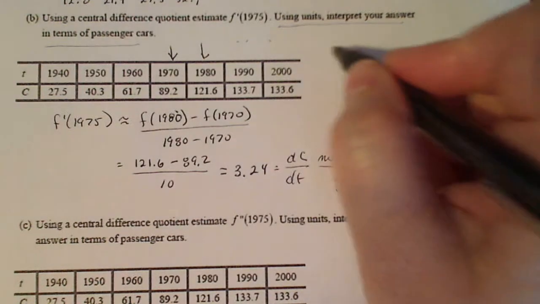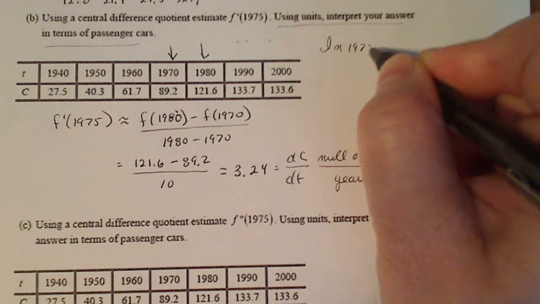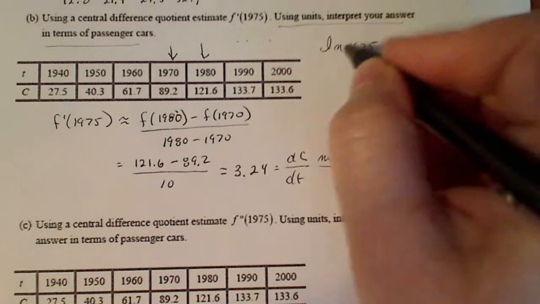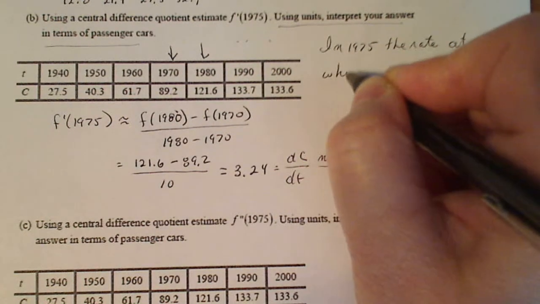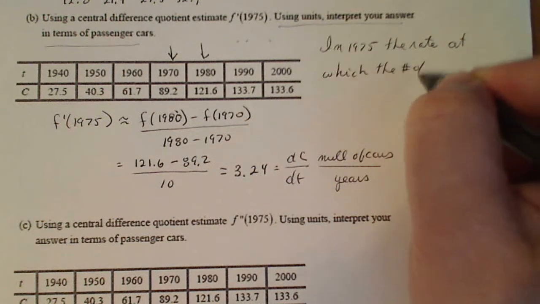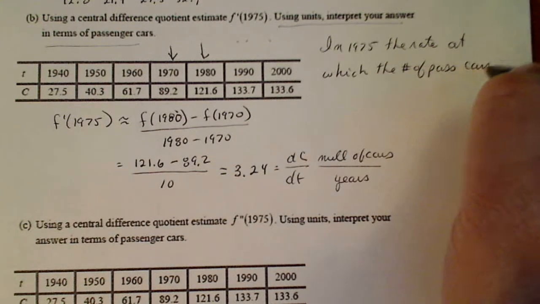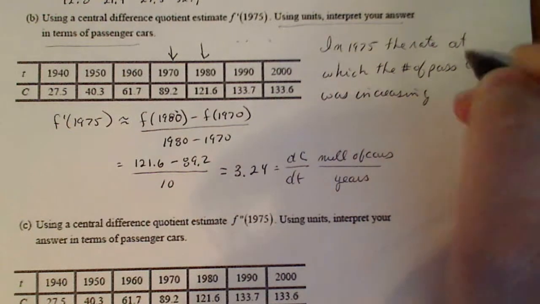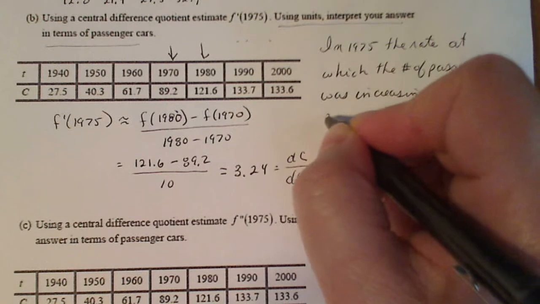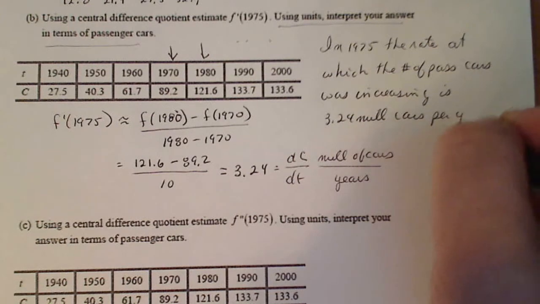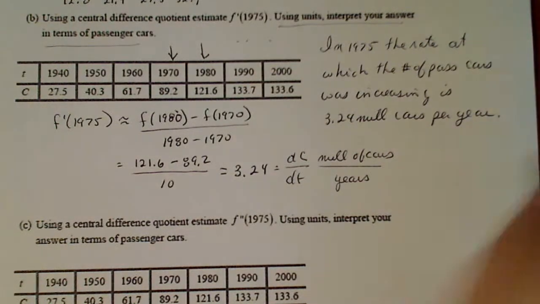So I want to write a sentence. In 1975, the rate at which the number of passenger cars was increasing is 3.24 million cars per year. Okay. Now let's keep going.